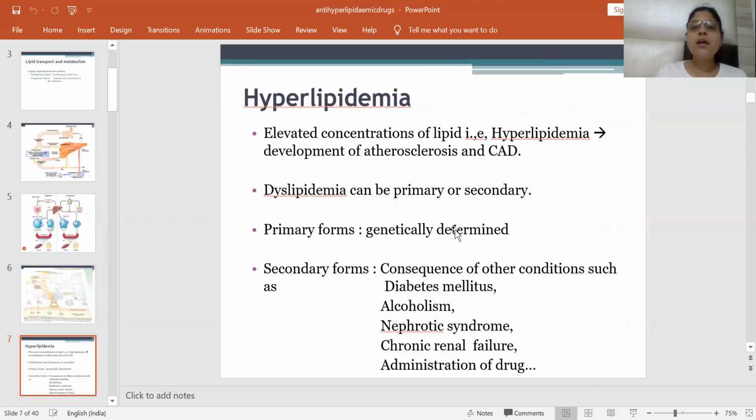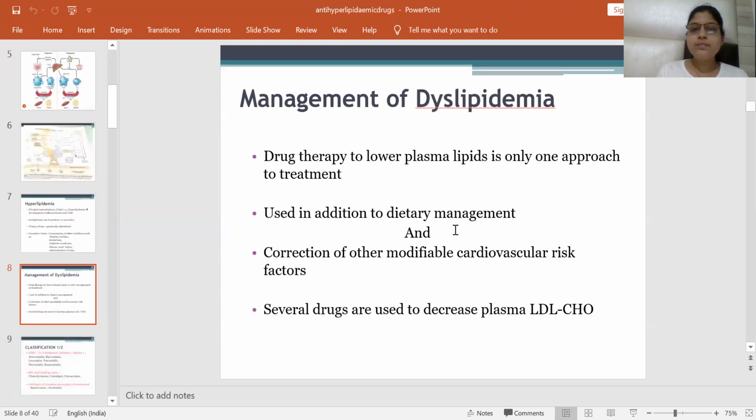Now, hyperlipidemia is the development of atherosclerosis and coronary artery disease. It can be of two types: genetic, which is primary, and secondary, which can be due to diabetes mellitus, alcoholism, nephrotic syndrome, chronic renal failure, hypertension, or administration of any drug. Management is to lower the plasma lipids. Usually there can be dietary management, and other modifiable cardiovascular risk factors should also be corrected.